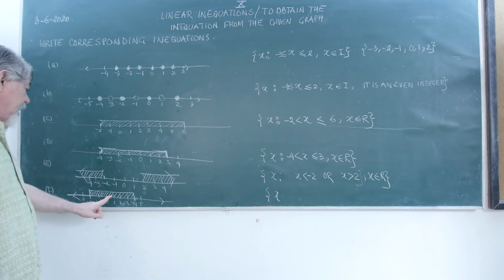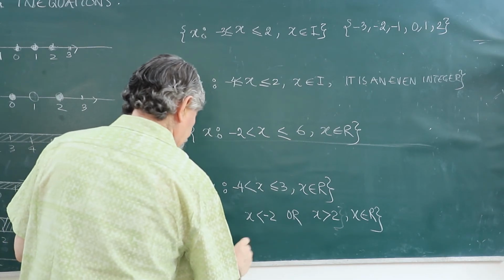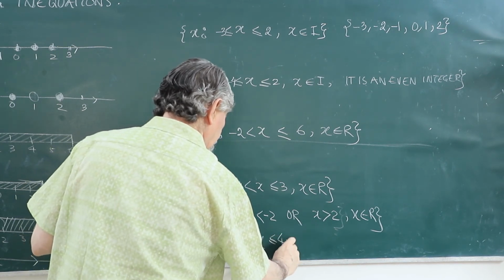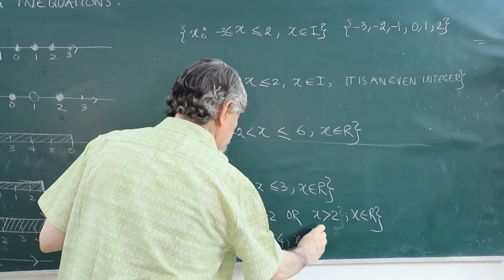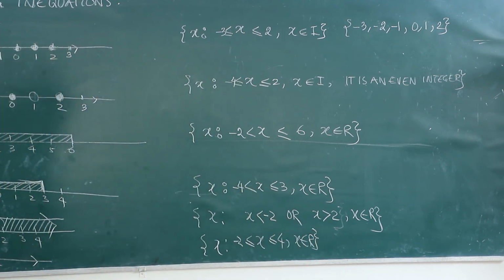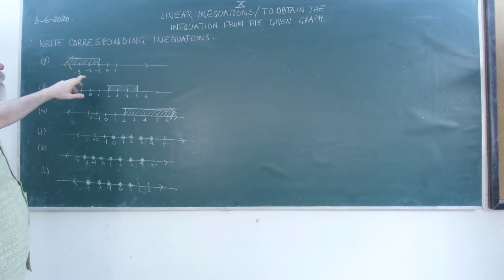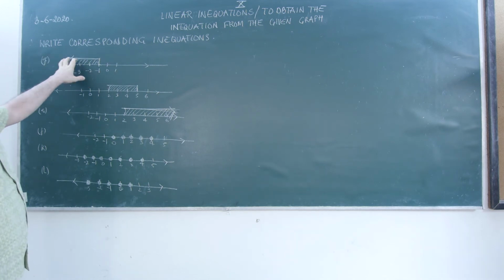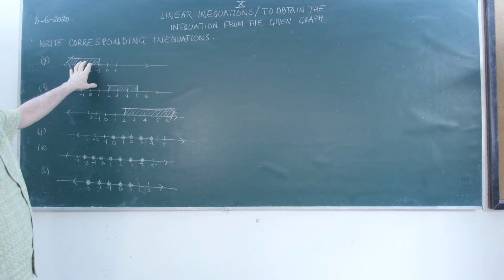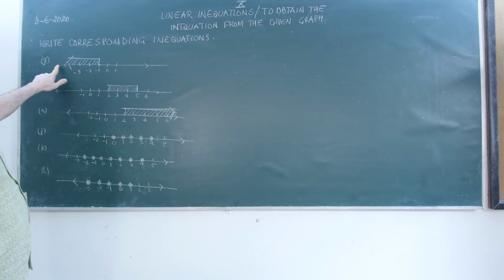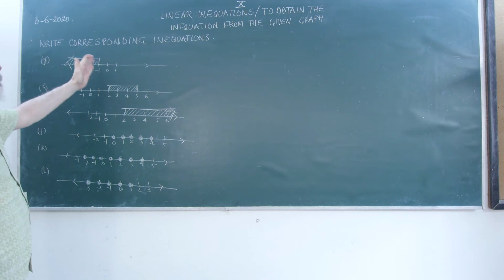Here x is between minus 2 and 4. So x is greater than equal to minus 2, less than equal to 4. X belongs to the set of real numbers. In the next figure, in figure G, if you look at that, it is a set of real numbers because this kind of representation is for the set of real numbers. It is less than equal to minus 1. It goes to infinity to the side. It is not stopping at a particular number.